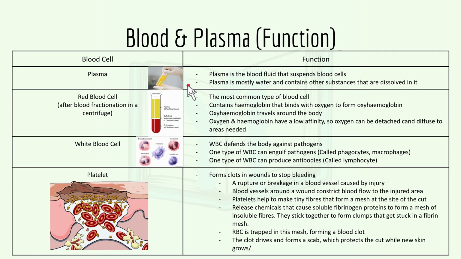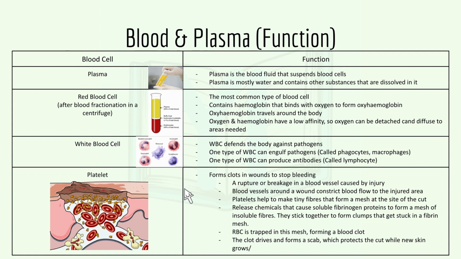So we'll move on now. We have the functions. We have plasma, red blood cells, white blood cells, and platelets. You can have a read through the functions. Plasma is a blood fluid that suspends blood cells. Red blood cell is the most common type of blood cell. The white blood cell defends the body against pathogens. We'll look into it later. And platelets form clots in wounds to stop bleeding.